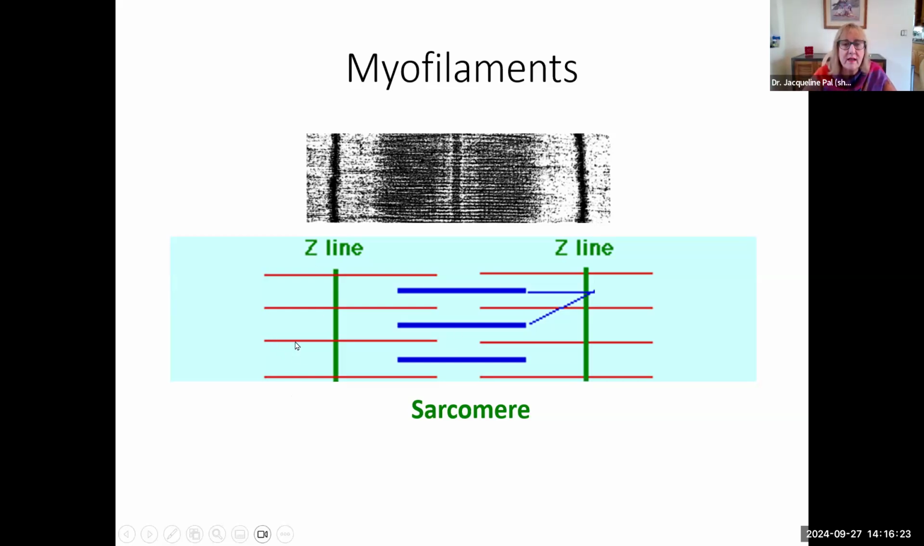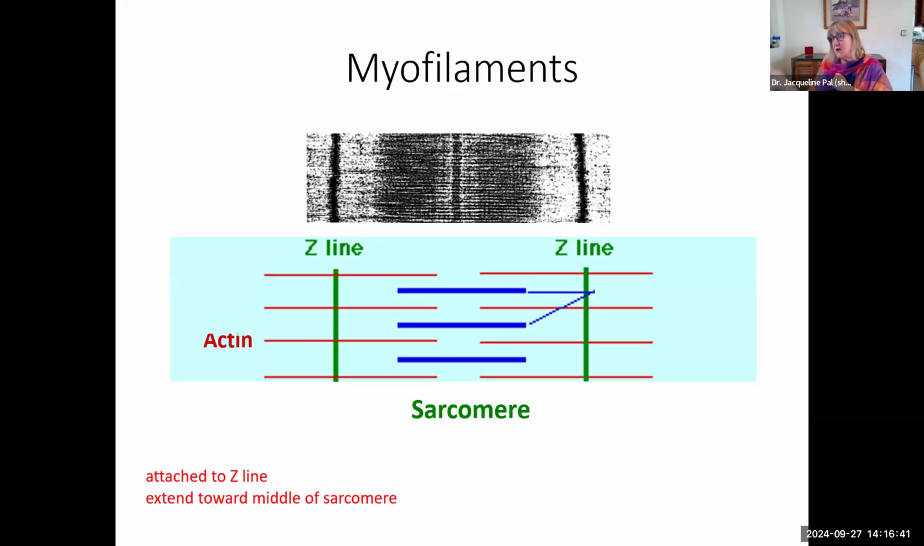Okay. What I have drawn in red is a protein known as actin. So actin is always attached to the Z line and then extends towards the middle of the sarcomere on each side of it. Okay, so it doesn't just go to one side, it goes both sides. And then the thicker line in the middle of the sarcomere is known as the protein myosin. And notice that myosin overlaps the edges of the actin.